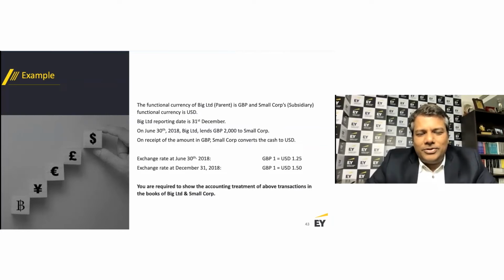Now, you are required to show the accounting treatment of the transaction in the books of Big Limited and Small Corp. So you have to essentially record the gain or loss in the books of Big and in the books of Small, right? So let's look at the transactions. GBP is the functional currency of Big, and Small's functional currency is USD. Big has given a GBP loan to Small for £2,000, the exchange rate on the date of transaction was 1.25, and the exchange rate at the year end, with the loan still outstanding, is 1.5.